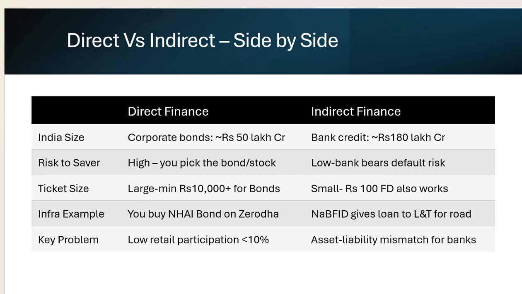Then the key problem in direct finance is low retail participation. It's less than 10%. So you can say there are no retail participants in direct finance. But in indirect finance, the key challenge faced by the bank is asset liability mismatch. The liability side has lower duration. There is a duration gap, and the assets are longer duration in infrastructure projects. So that's the challenge or the gap faced by the Indian financial system.